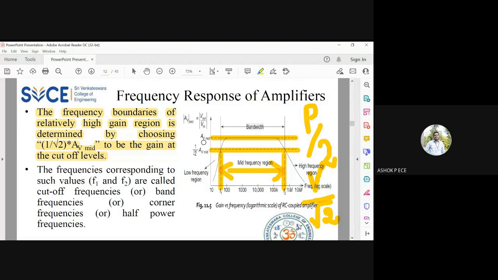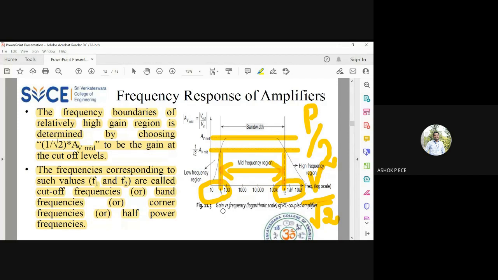What will happen if I operate the device at frequencies less than F1 or more than F2? Can anybody say what will happen? I told you your device should be operated only between F1 and F2, and F2 minus F1 is called the bandwidth of your device. What will happen if I operate the device at frequencies less than F1 or more than F2? What will happen in that case?